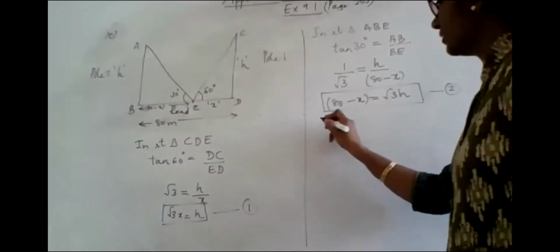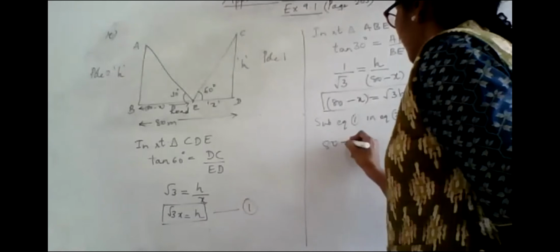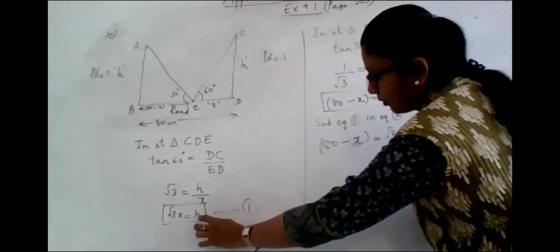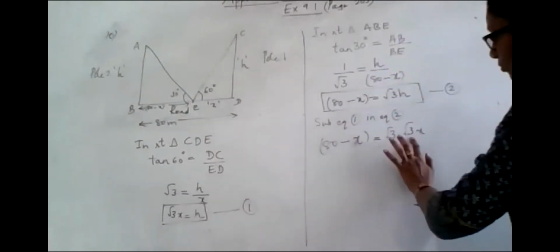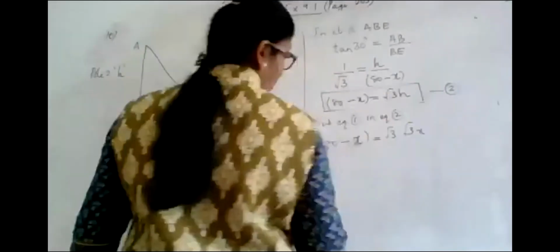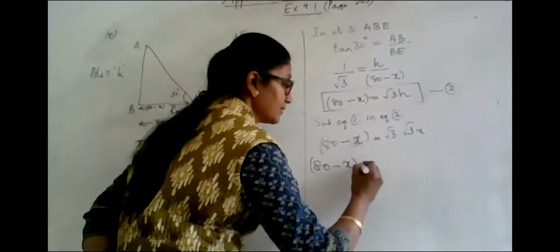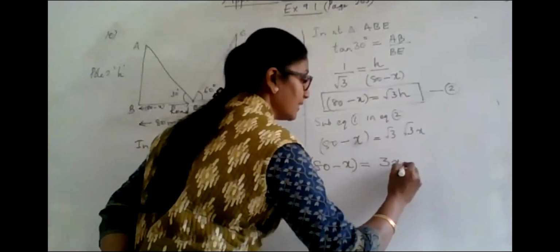Alright, so substituting equation 1 in equation 2. That is, I am putting the value of h in equation 2. So 80 minus x equals root 3 times h, and the value of h is root 3 times x. I am moving this h here and substituting it with root 3 times x because I know my h is root 3 times x. Now try to solve the equation. You have 80 minus x equals root 3 into root 3, which is 3, times x.